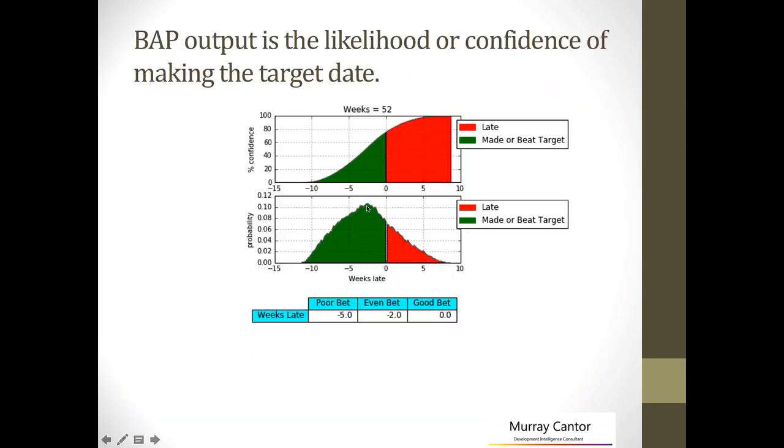And it tells you essentially two things. This is the same chart I showed you before, which is the probability distribution. If I accumulate that, it tells me the confidence level. So if I were to go here, it says I'm 80% confident I'll come in on time. It says as a good bet, 0, which is on time. It's actually at 50%, an even bet that I'll be 2 weeks early. And it's a poor bet. I would probably lose. It's only about 20% that I'll come in 5 weeks early.